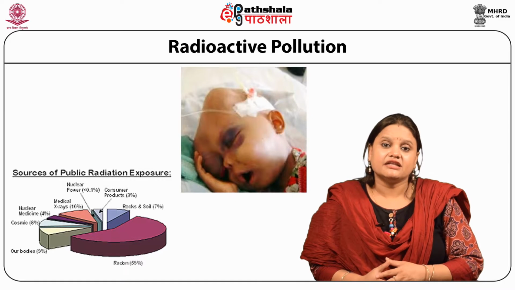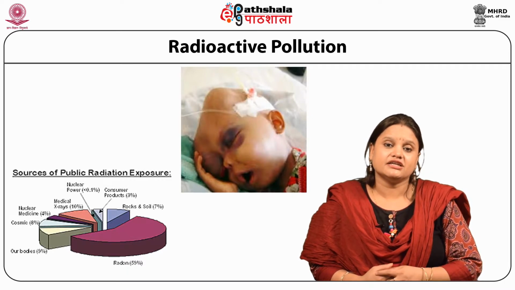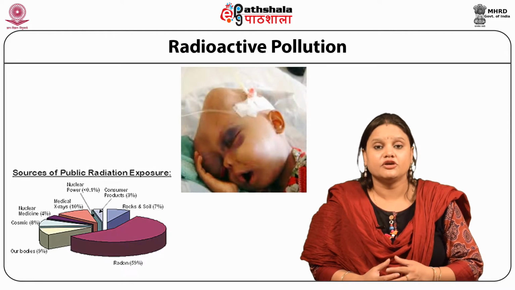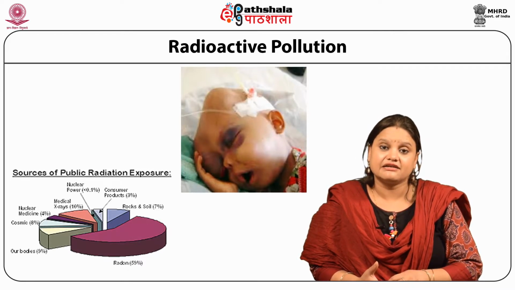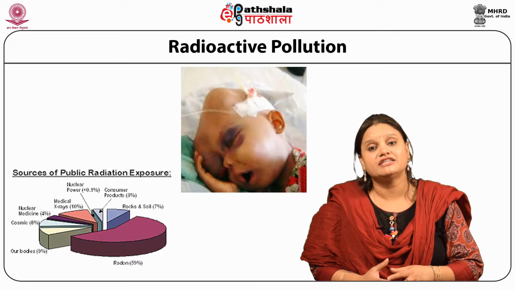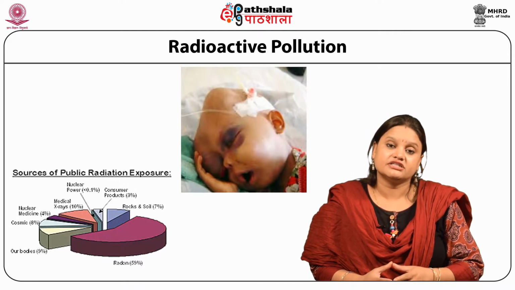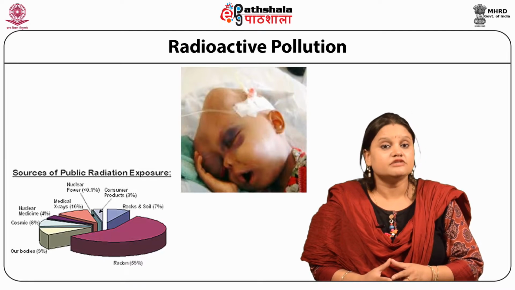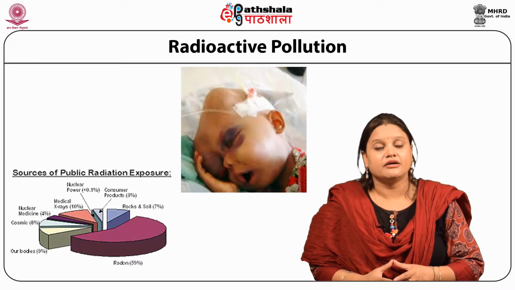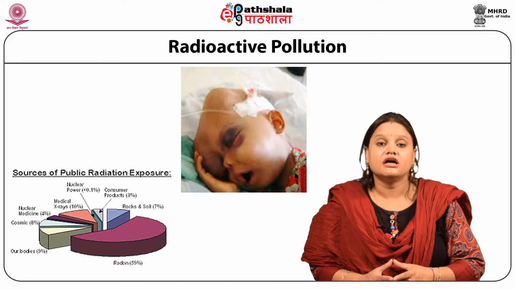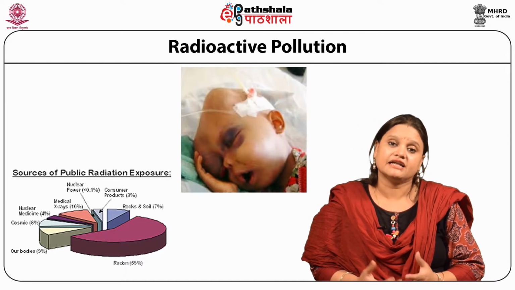Here we have seen the exposure of radiation having a very drastic impact on the human body. It damages the central nervous system, and it affects the working of the human brain, and causes neurological disorder. So this picture shows the negative impact of radiation exposure on newborn infants and babies.